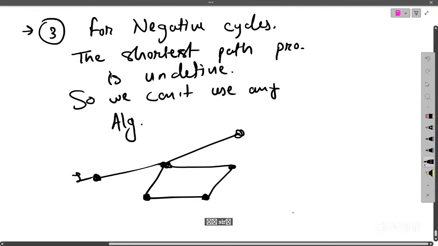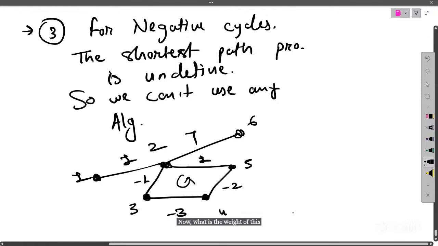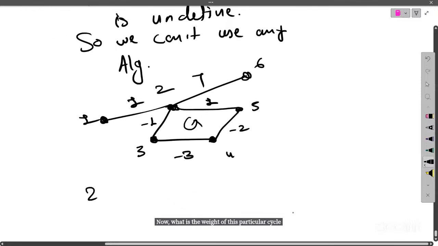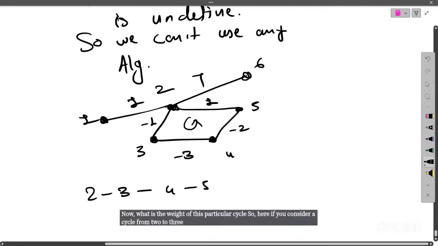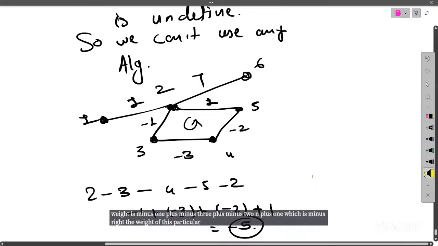Okay, so here the vertices are 6 and the weight is... Now what is the weight of this particular cycle? If you consider a cycle from 2 to 3, 3 to 4, 4 to 5 and back to 2, then the weight is -1 plus -3 plus -2 plus 1, which is -5. Correct? The weight of this particular cycle is nothing but -5.